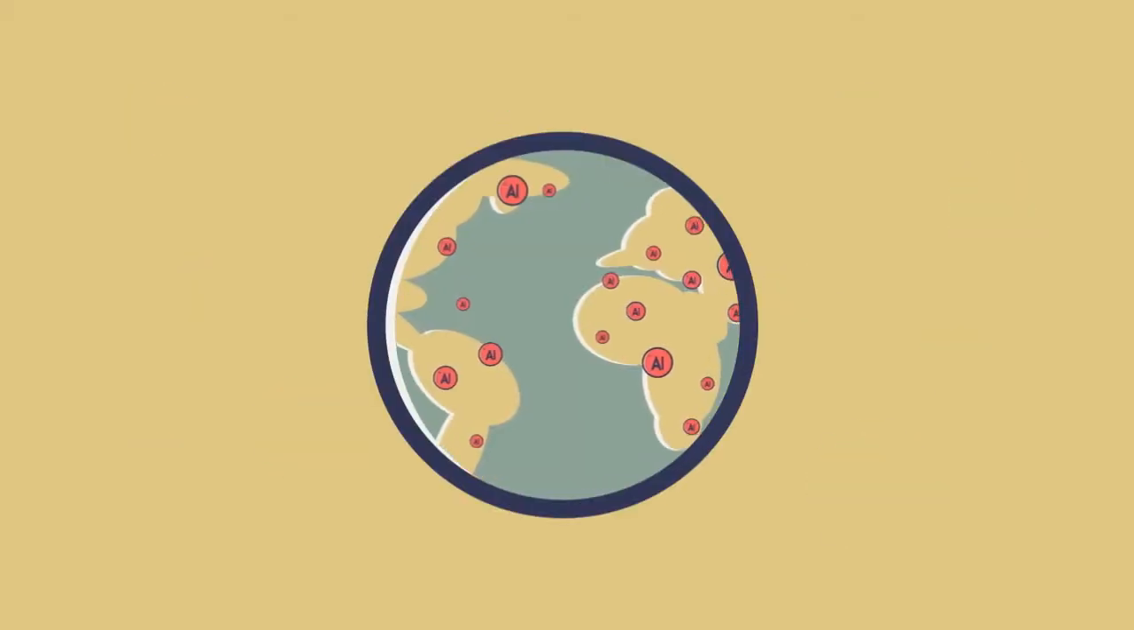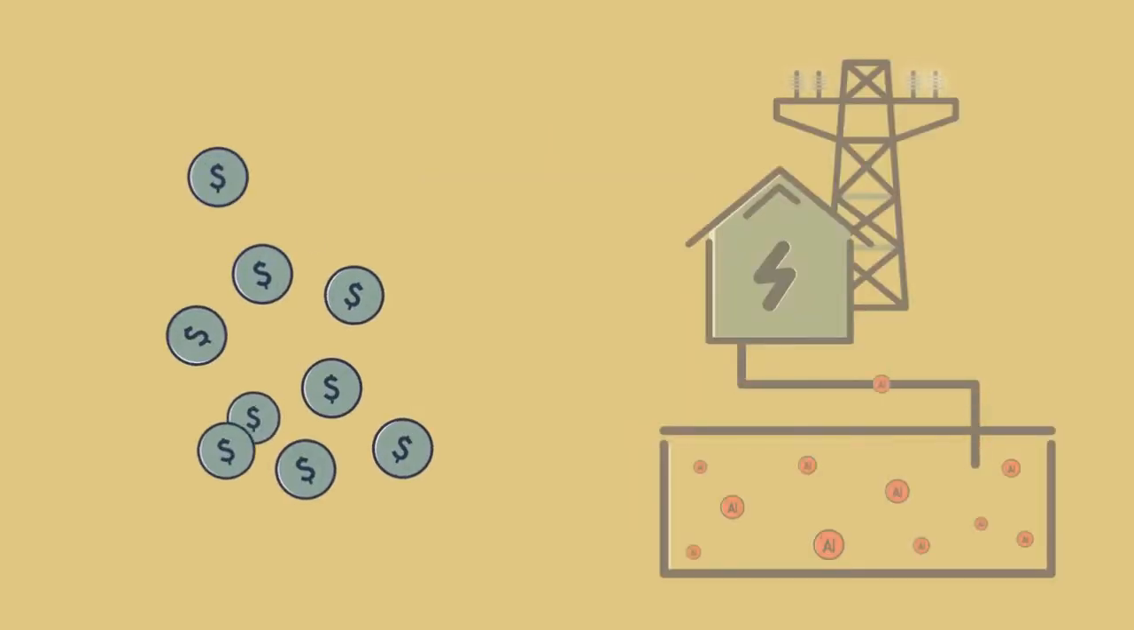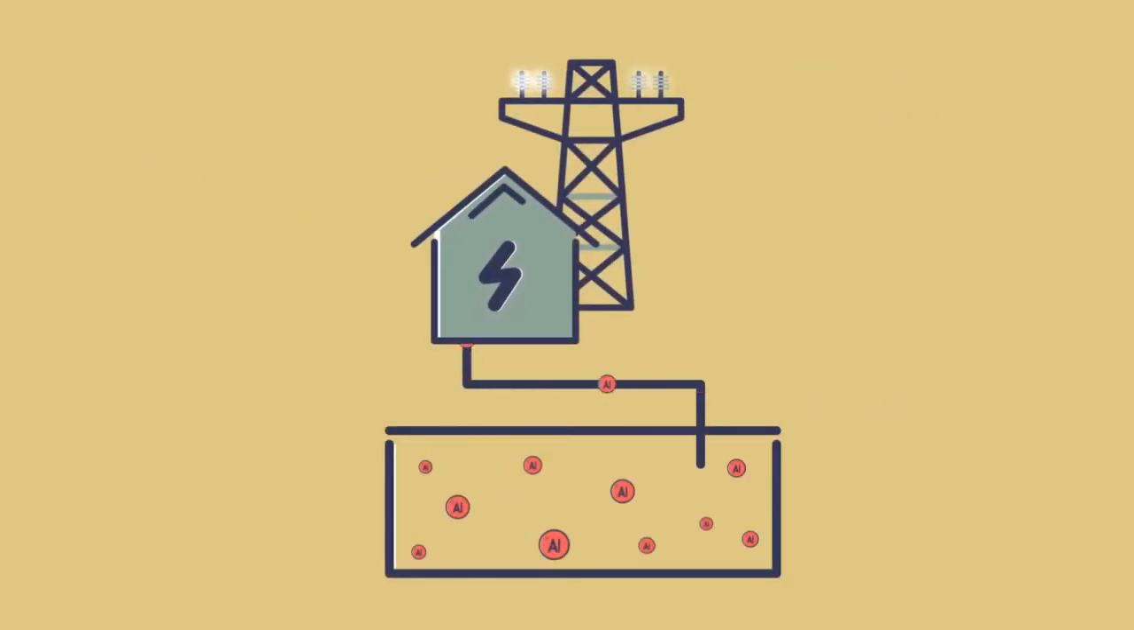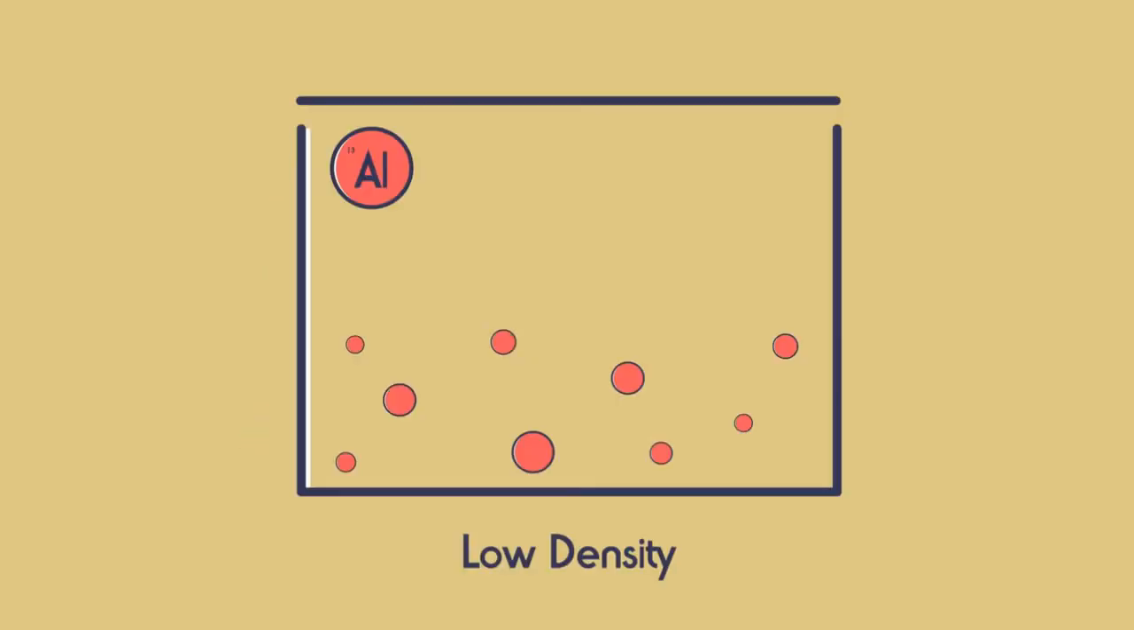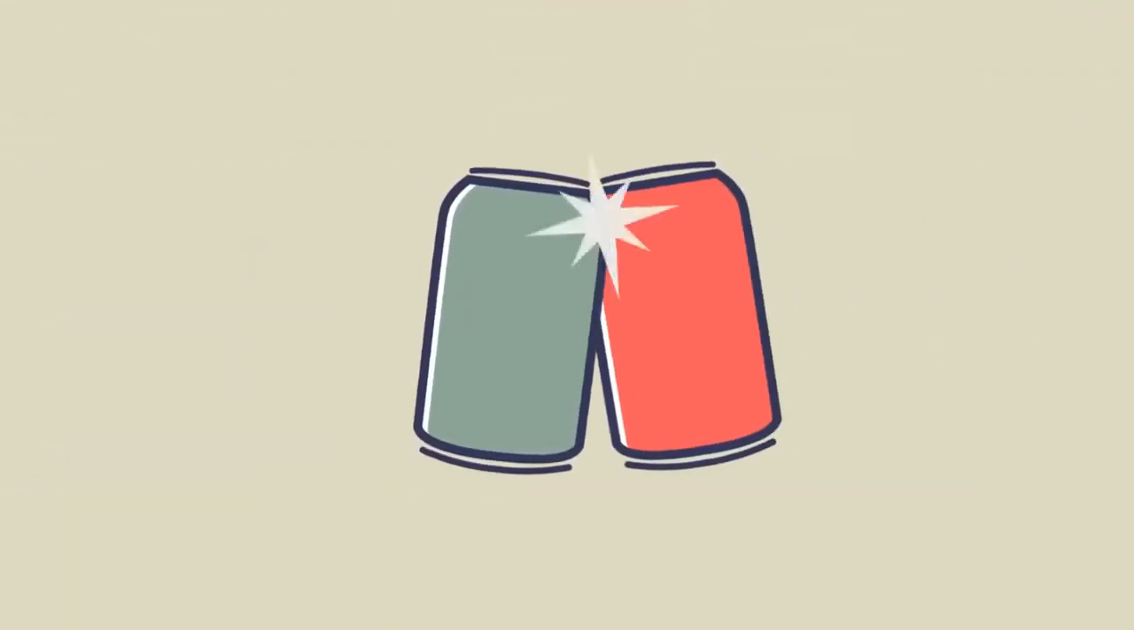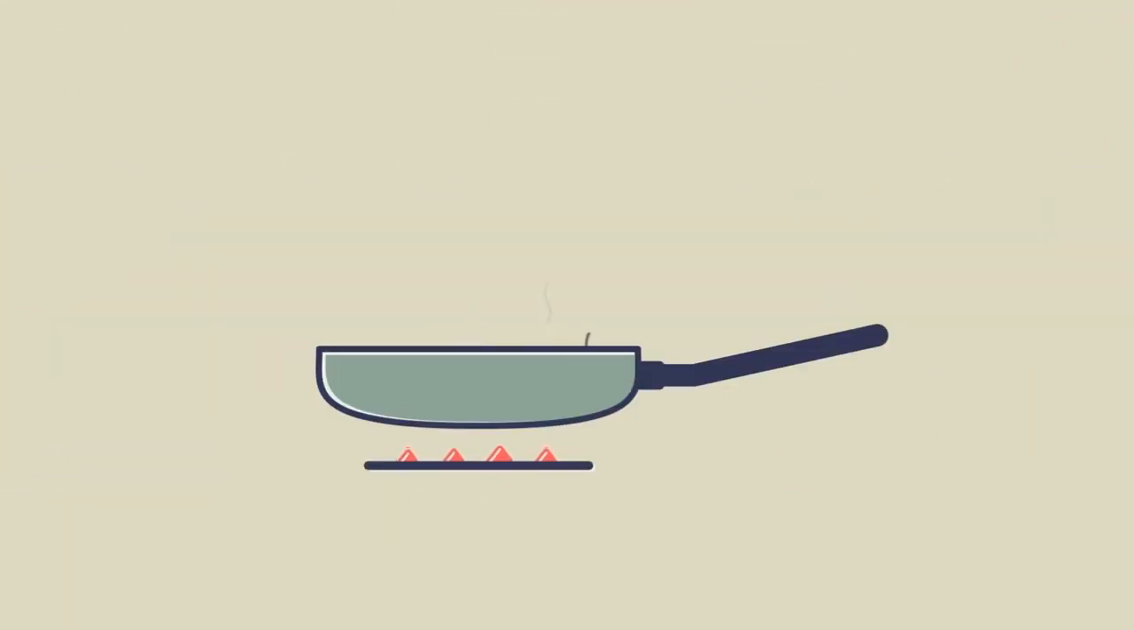Aluminium is the most abundant metal on Earth. However, it is expensive because a lot of electricity is used to extract it. Aluminium conducts heat and electricity well, has a low density and does not corrode. This makes it very useful for aeroplanes, drinks cans, electricity cables and cooking pans.